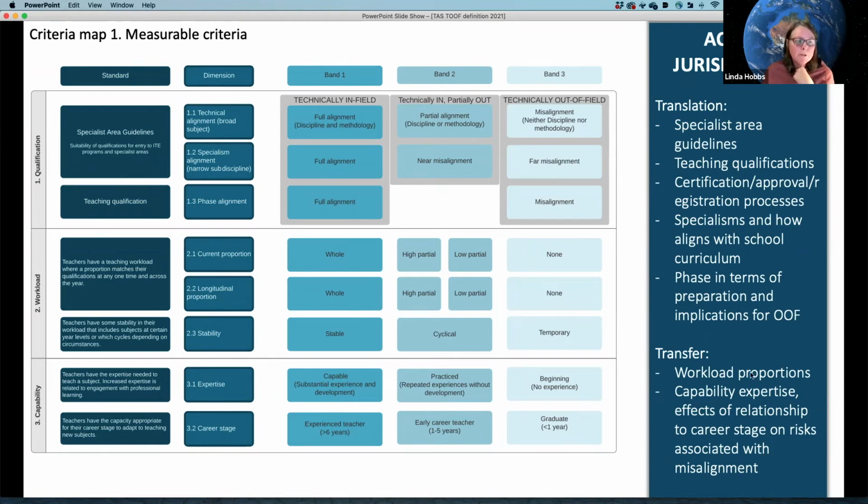So what can be transferred? Probably workload and proportions, probably ideas around capability in terms of expertise, effects of relationship to career stage, and risks associated with that misalignment. I think those things are relatively transferable, and we can have common language around that.